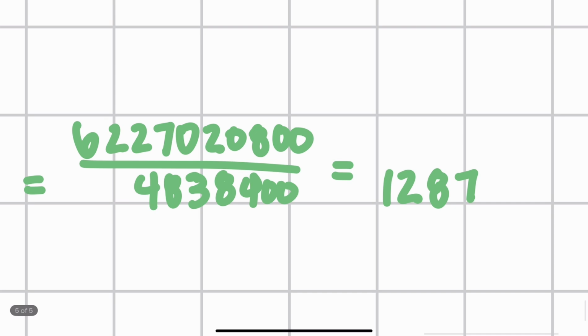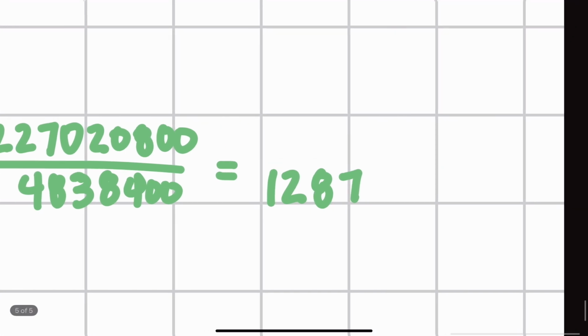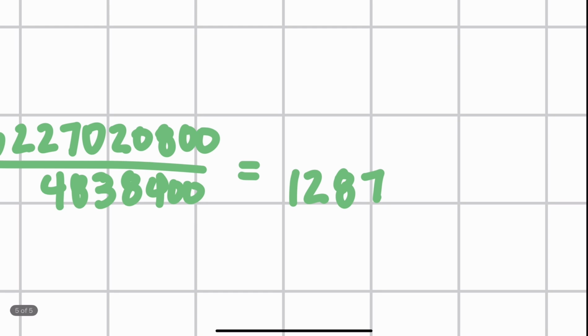Now, because a flush is 5 cards of any suit, and there's 4 suits in a deck of cards, we've got to multiply this number by 4, because we are not sure what suit we're looking for. We're just looking for 5 of the same suit.